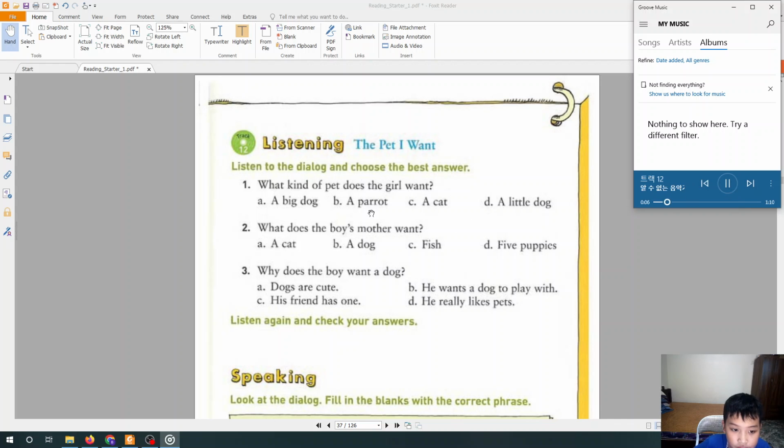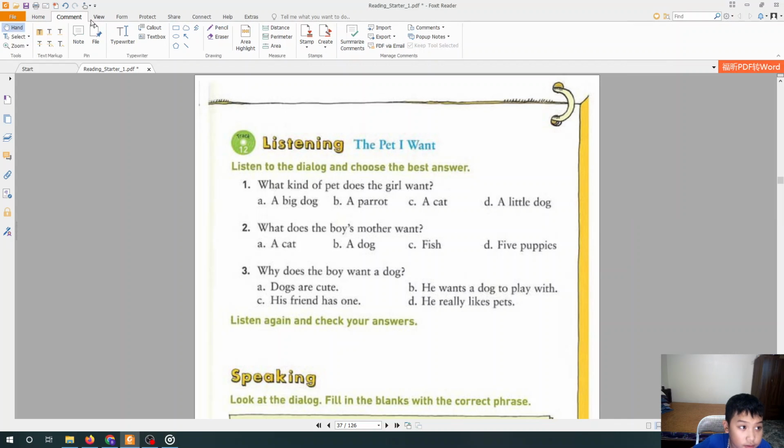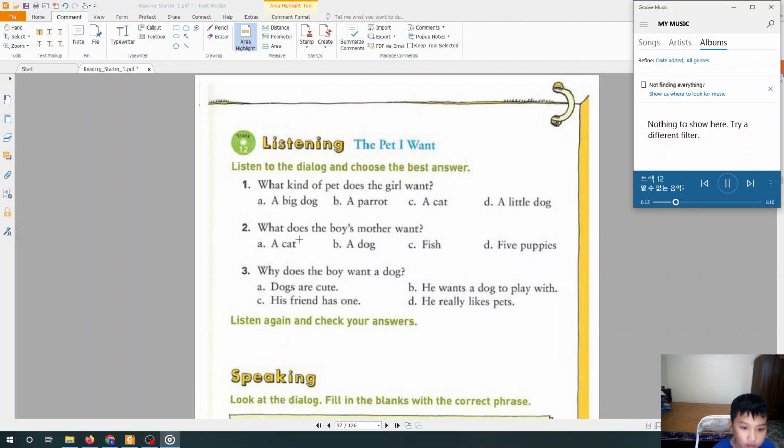Listening. The pet I want. Listen to the dialogue and choose the best answer. Do you want any pets? Yes, I want a dog. What kind of dog do you want? I want a little dog that is really cute. I also want to get a dog. My mother wants a cat. Cats can be nice pets. Yes, I know, but I want a friendly dog. Dogs like to play. Maybe you'll get a dog. Good luck.